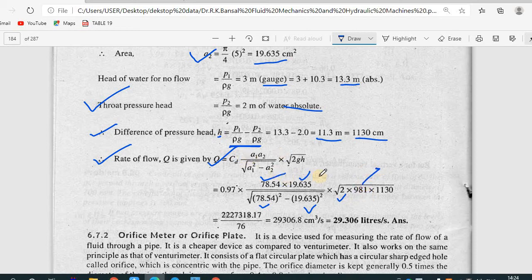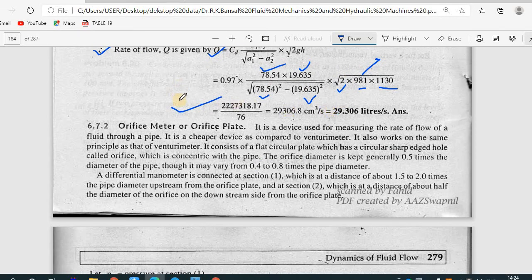Why is this 981? Because all the values are in centimeters, so we need to convert it accordingly. And this 1130 is the H value. So the final value for discharge comes out to be 29306.8 cubic centimeters per second. To convert this into liters, we divide it by 1000. So it will be 29.306 liters per second.